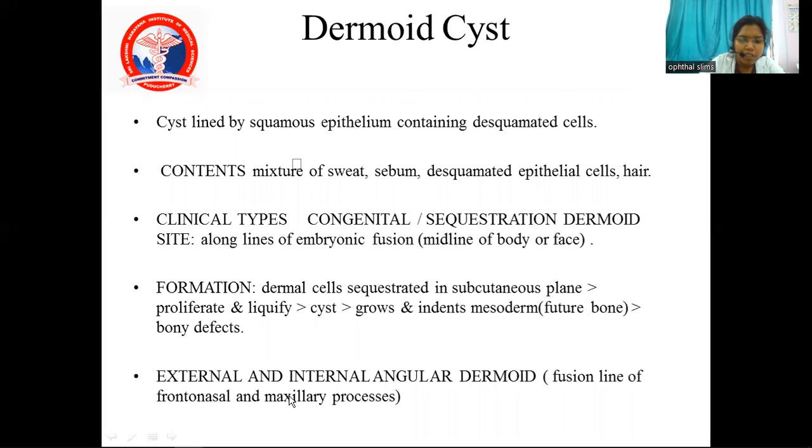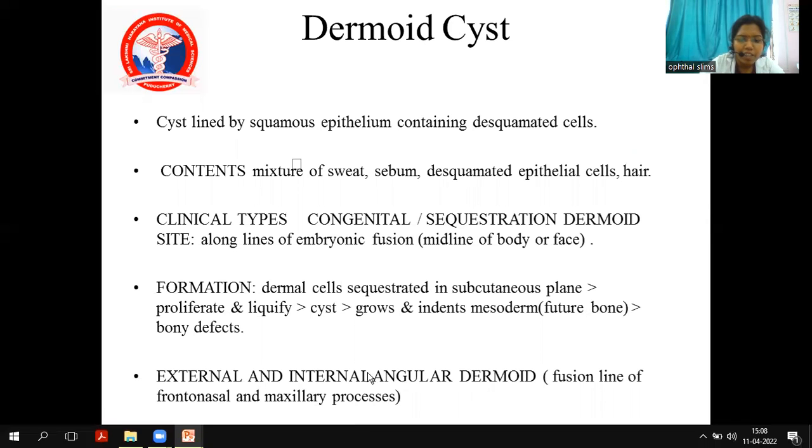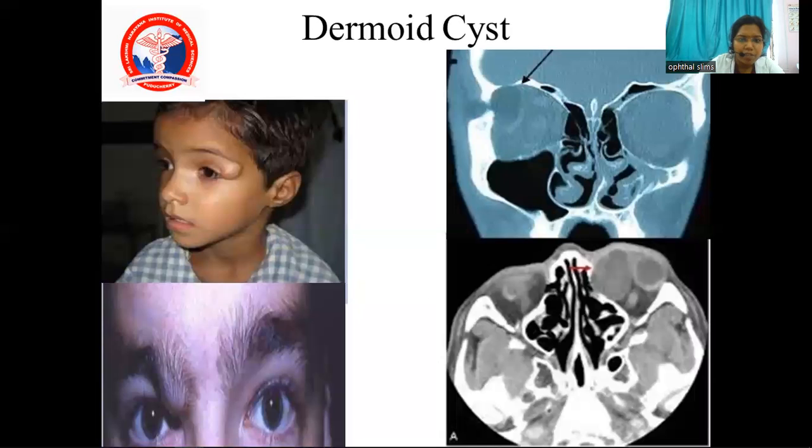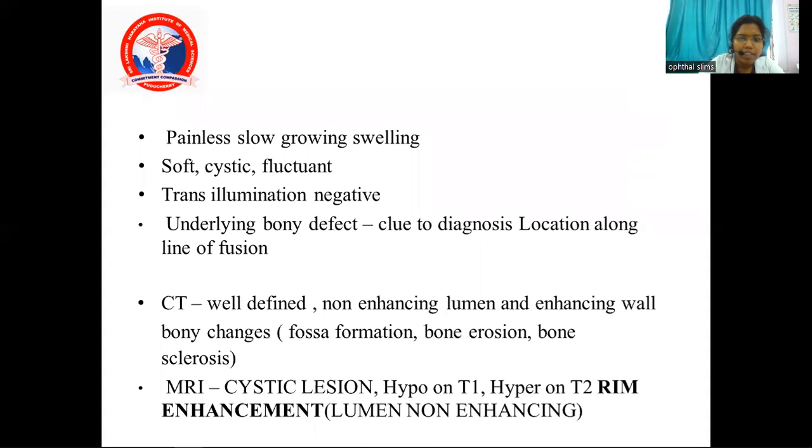Depending on the site of occurrence, we can call it external and internal angular dermoid. These are seen along the fusion line of the frontonasal and maxillary processes. These patients will present to us with painless, slow-growing swelling. The swelling can be soft, cystic, and fluctuant, where transillumination will be negative. The underlying bony defect will help us in diagnosing the location along the line of the fusion.